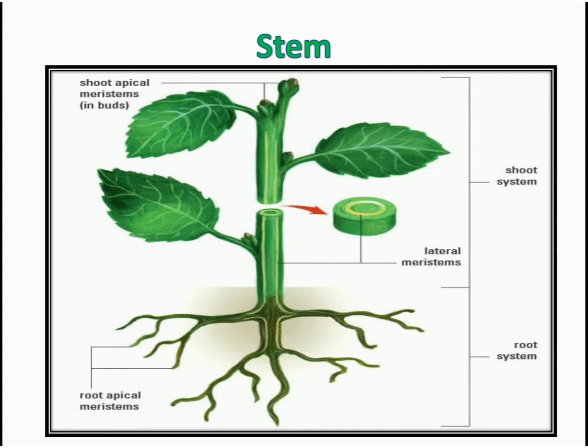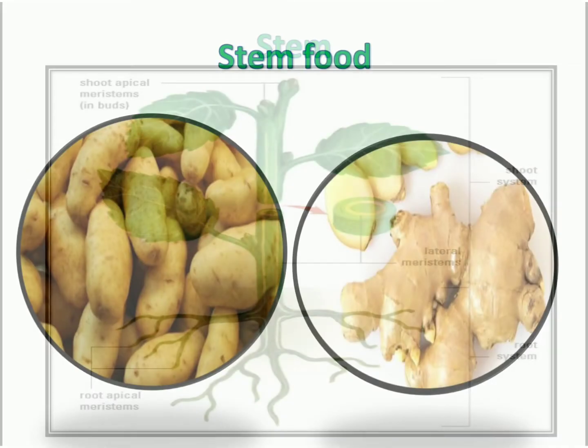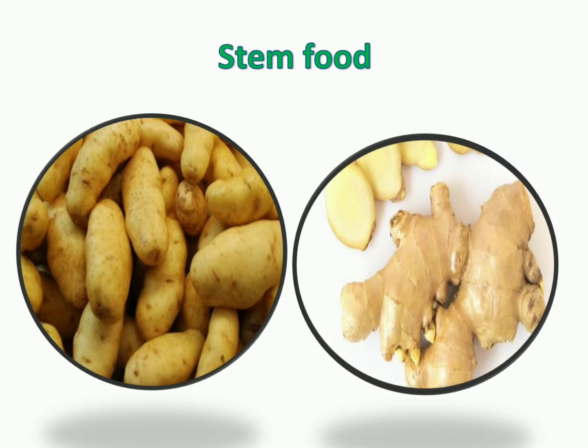The stem helps a plant to grow and stand upright. The stem acts like a pipeline and carries water, minerals and nutrients from the roots. It also carries the food made by the leaves to all parts of the plant. Some plants store extra food in the stem. Potato and ginger are examples of stem food items.